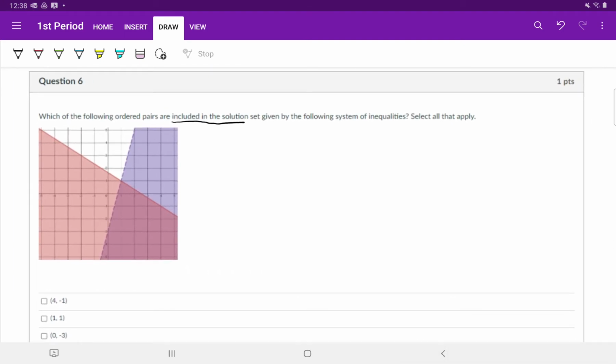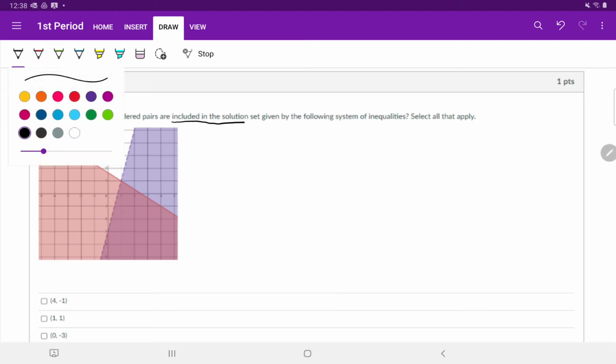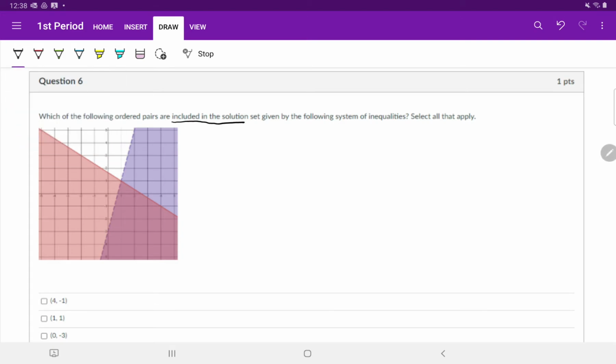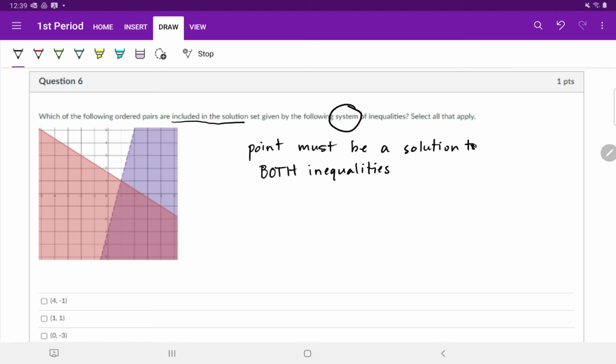So let me write just a couple of notes here to remind us what we're looking for. To be a solution to a system, the point must be a solution to both inequalities. So if a point is only a solution to one of them, it's not a solution to the system. To be a solution to a system, it has to be a solution to both inequalities.